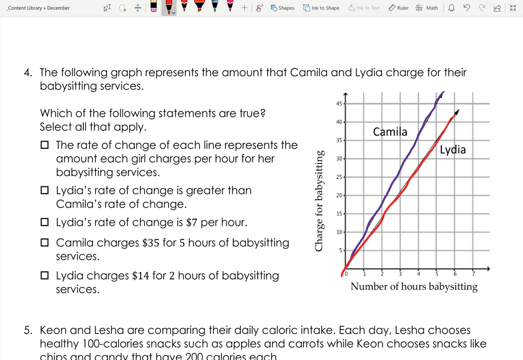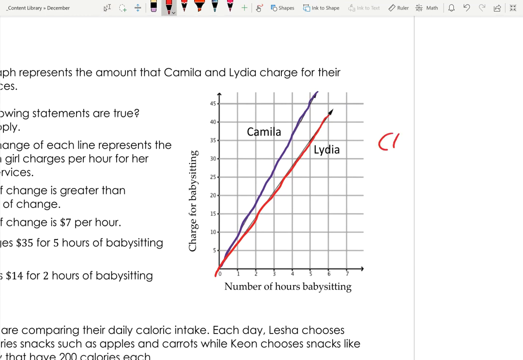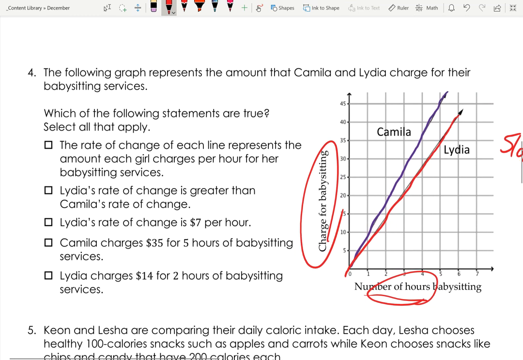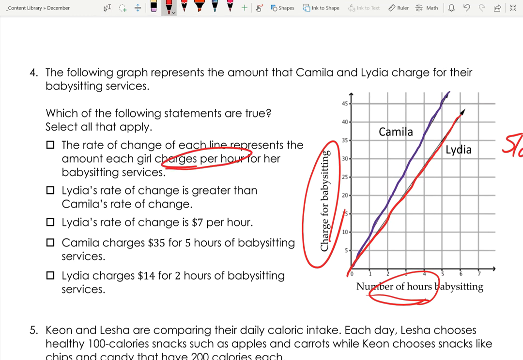So the rate of change, essentially the slope of the line. Remember, so let's think about that. Rate of change, the slope of our line. So the slope would be change in y over change in x, as we've talked about in a previous video, which in this case would mean charge for babysitting over the number of hours. So charge is the y, number of hours is the x. So the change in y would be the charge for babysitting, and the change in x would be hours. So essentially, their slope is charge per hour, which is what this is claiming. Each girl's slope is charge per hour.